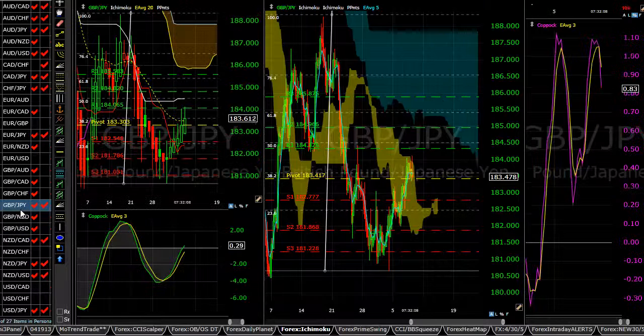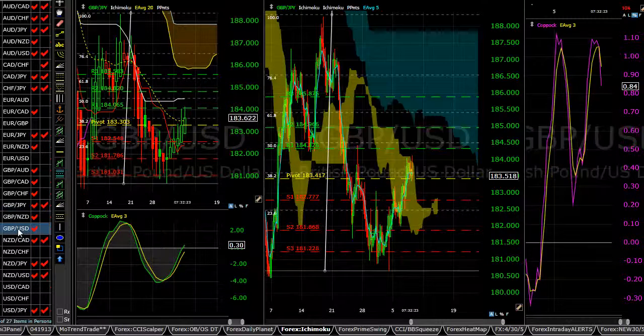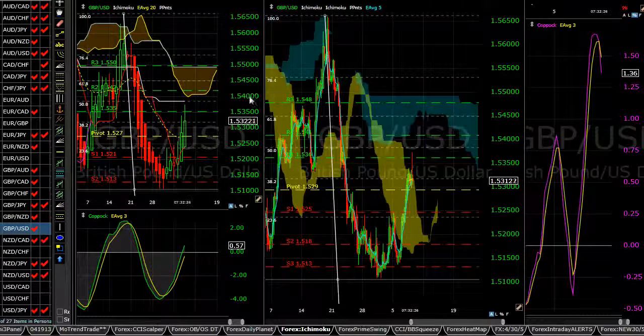On the British versus the Japanese Yen, our fib series that I mentioned recently is still intact, and we've been moving north. We still do have overhead resistance, of course, on the daily chart with the Kumo on both the British Pound, Japanese Yen, and the British Pound versus the US dollar, as you can see.